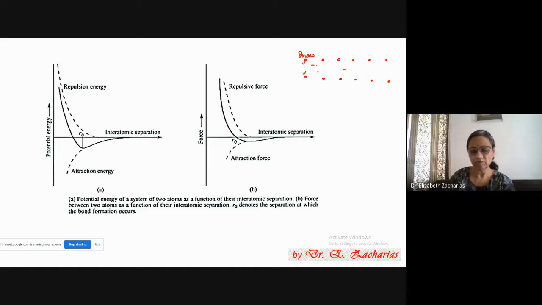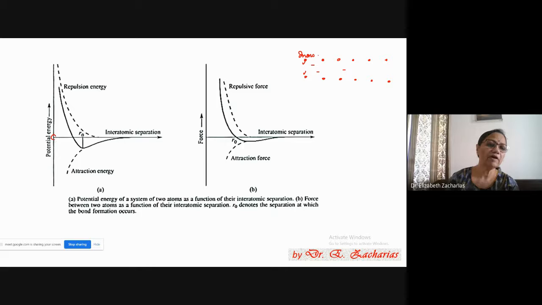Now, before this, I want to show you a picture here. I'm sure you have seen this figure in SPM. In chemistry also, you must have seen it. This is a picture of potential energy versus the interatomic separation. In this chapter, I will be using the words atom and ion, but when I say atom, I also mean the ion. You must remember that.